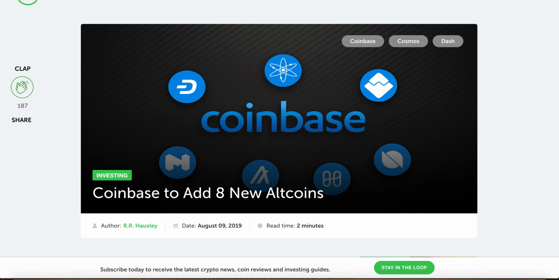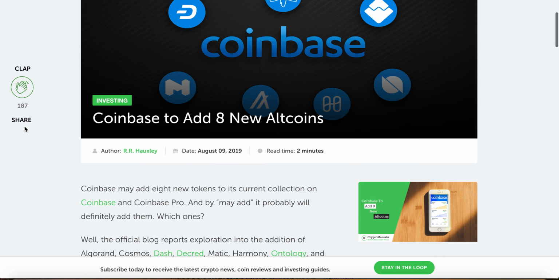Of course, Coinbase, you probably heard, they're going to launch another 8 new altcoins.